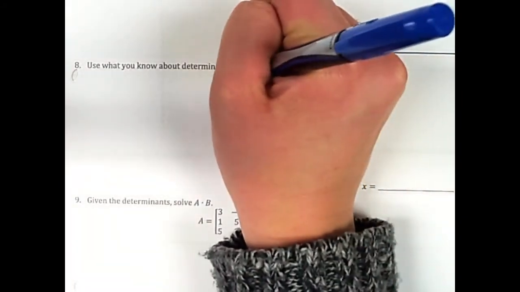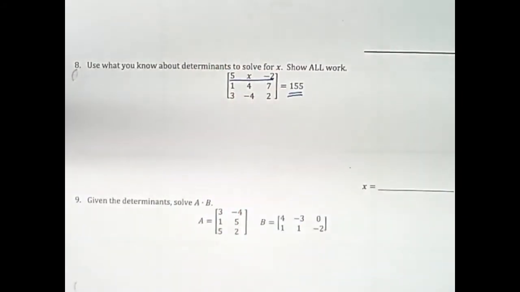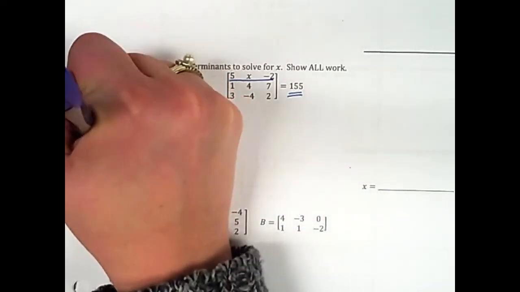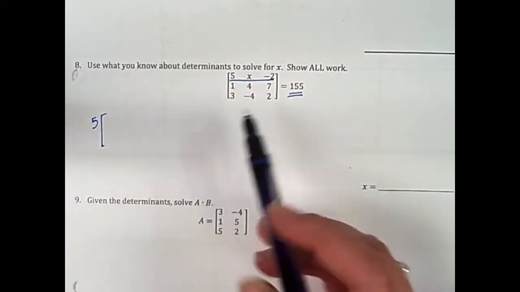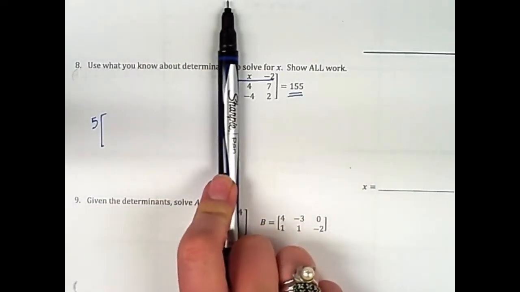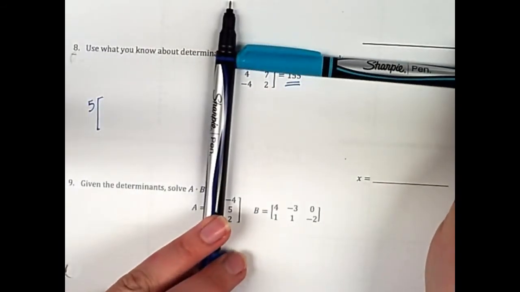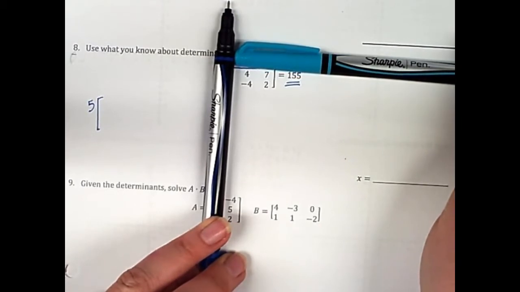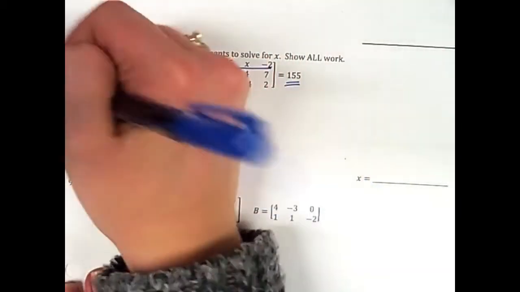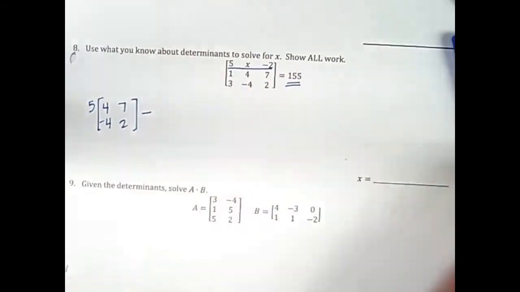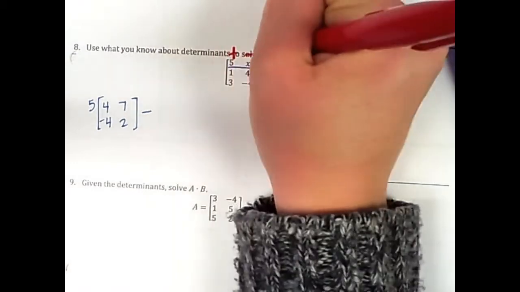So remember, we use our top row, so our top numbers there are the numbers that we're multiplying by. So 5, and then we set up our determinants. We cover up the column it's in, and we cover up the row that it's in, and we're left with 4, -4, 7, and 2. And then subtract, because remember, nice signs here. So we have adding, subtracting, and adding.